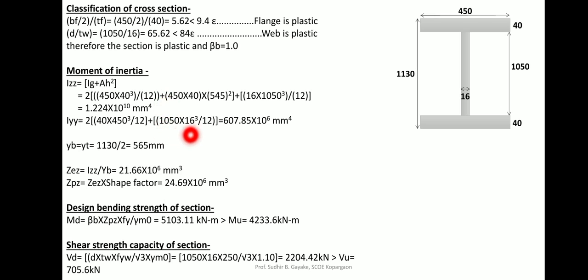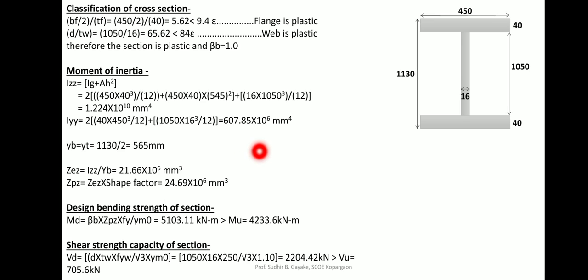Similarly along y side there is no parallel axis along y side, therefore it will be only Ig value, so that is d v cube by 12. So calculating that I am getting 607.85 into 10 raised to 6 mm raised to 4. Now what will be the extreme fiber distance from bottom and top? It is nothing but overall depth divided by 2. So 1130 divided by 2, I am getting 565 mm. As it is symmetrical, exactly your extreme fiber, compression fiber or your tension fiber is at a distance of 1130 divided by 2. So that is 565.